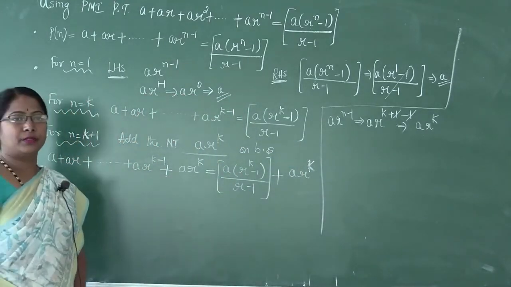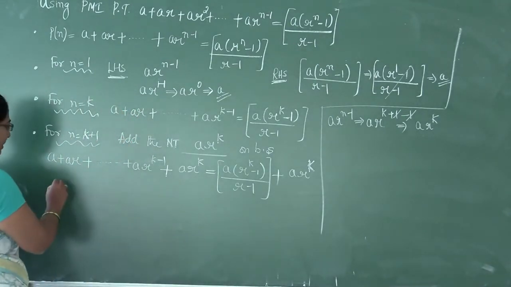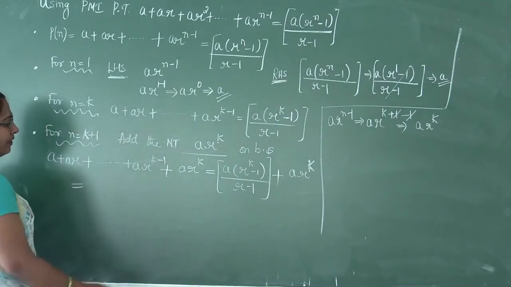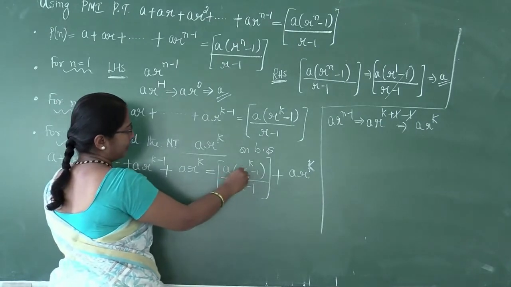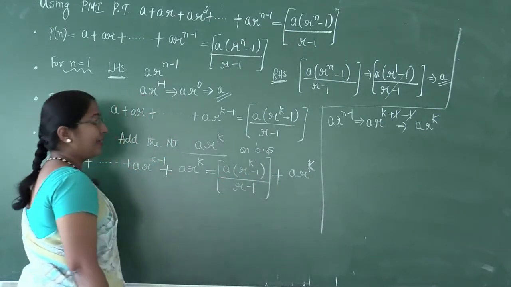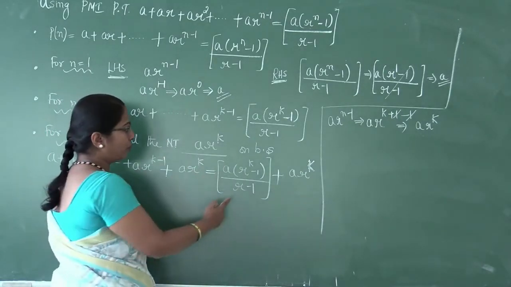This is the term I am supposed to add on both the sides. Now further simplification. Consider the RHS part to simplify. Look here, I have A r to the power k minus 1 divided by r minus 1 plus A r to the power k. If I cross multiply and then take an LCM, what do I get?